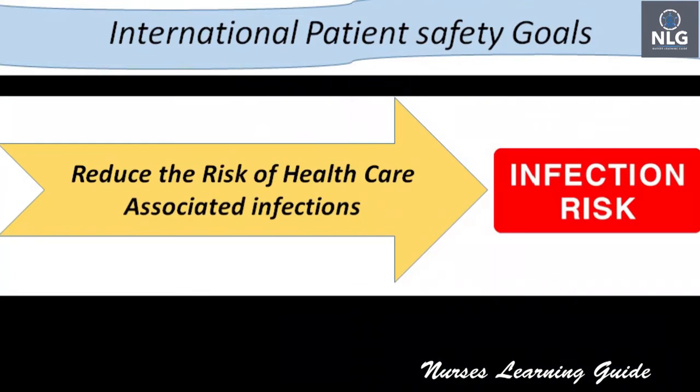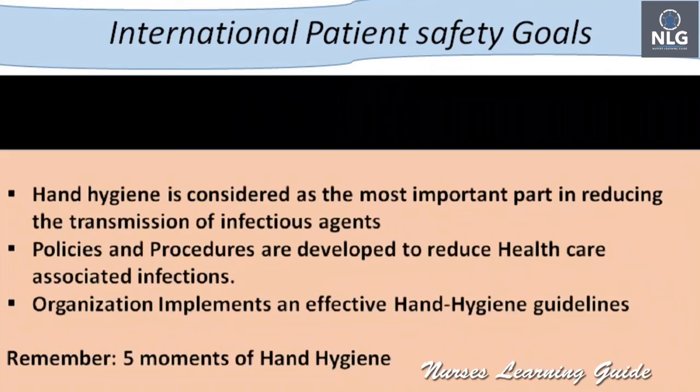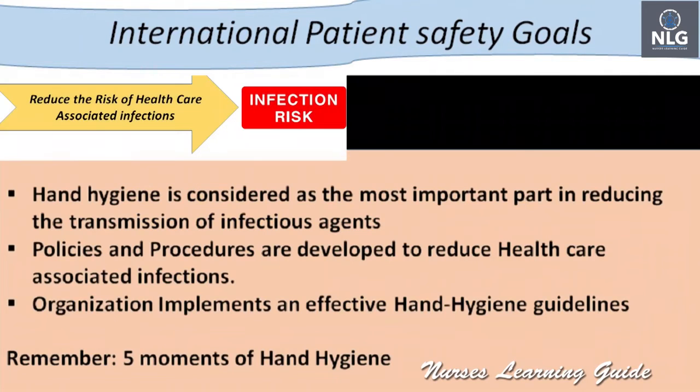The next one is to reduce the risk of healthcare associated infections. As you all know, hand hygiene is considered the most important part in reducing the transmission of infectious agents. Policies and procedures are developed to reduce healthcare associated infections. The organization implements effective hand hygiene guidelines as well. So remember your 5 moments of hand hygiene practice.